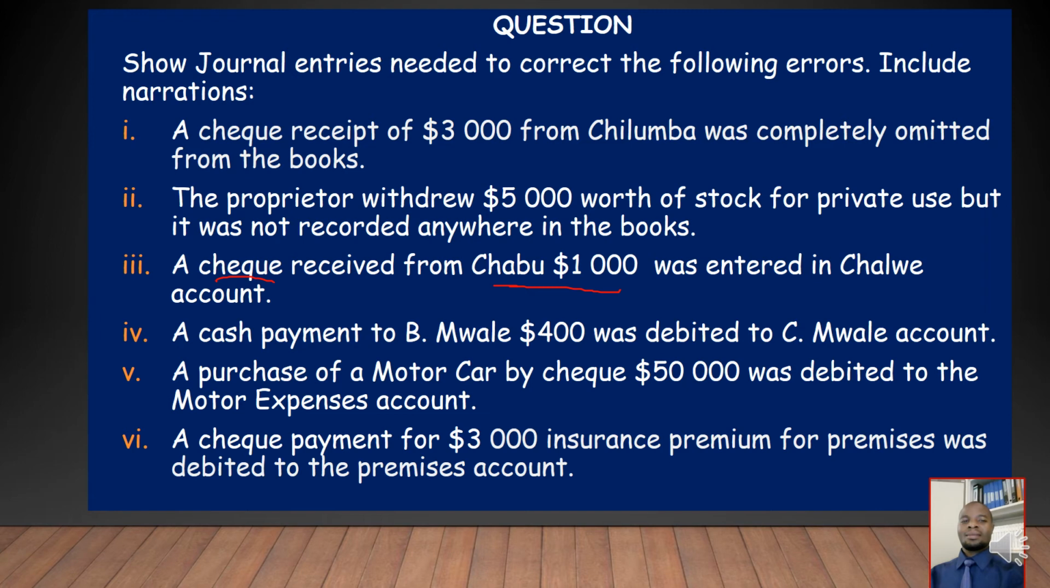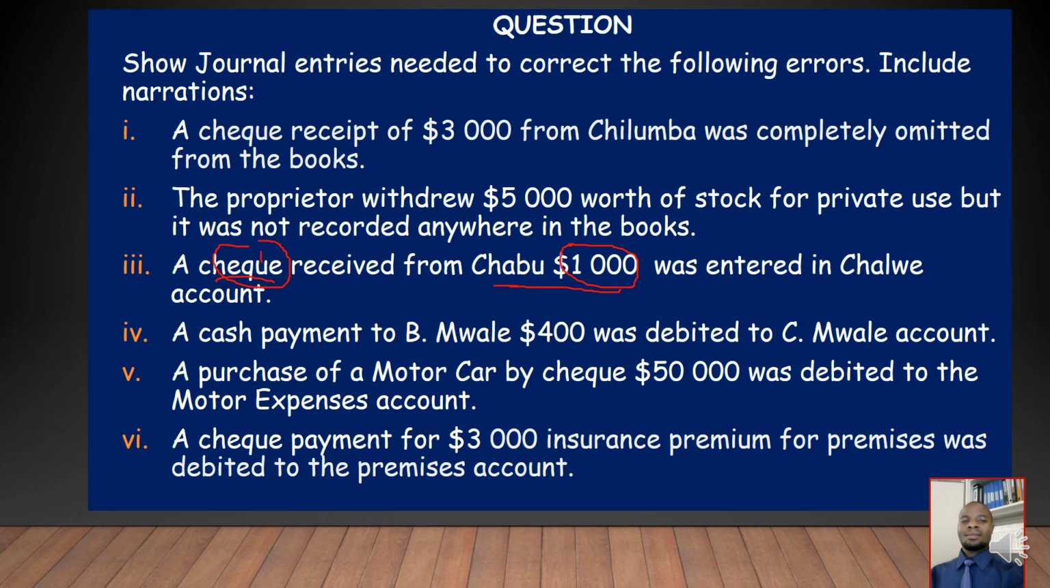A check received from Chabu, 1,000, was entered in Chalwe account. So in the first place, what was the error? The error is as follows. We have the assumption here that the entry in the bank account for this check was done correctly. But it was in the personal account involved where things went berserk.